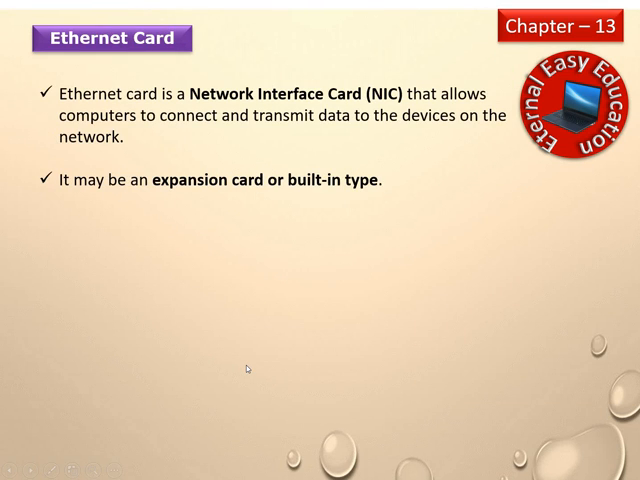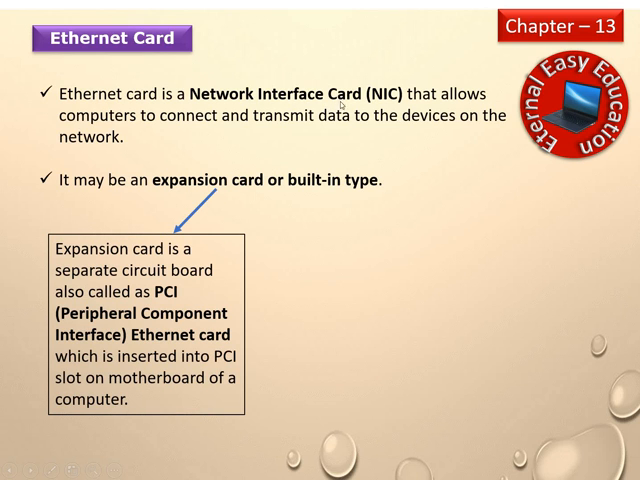Next part we are going to learn is the Ethernet card. The Ethernet card is a network interface card, simply NIC, that allows computers to connect and transmit data to the devices on the network. So we learned the cable first and the endpoint, that is the Ethernet connector, the small white colored cup. Then we are going to learn about the Ethernet card. What is that? It allows a computer to connect and transmit data to the devices on the network.